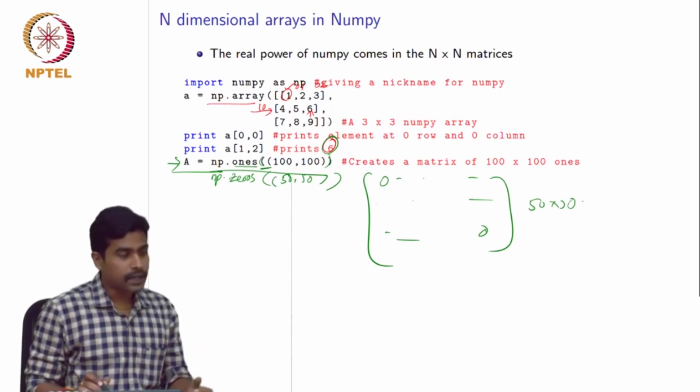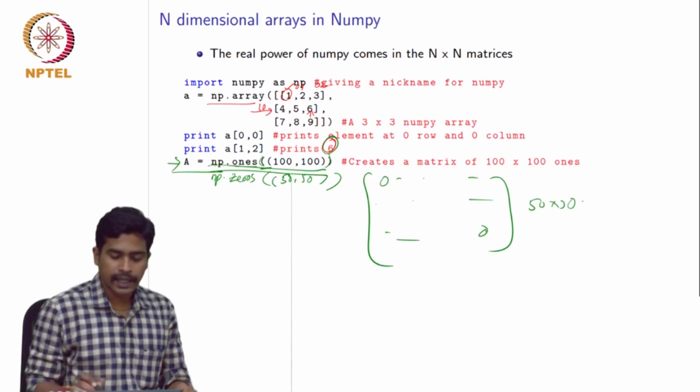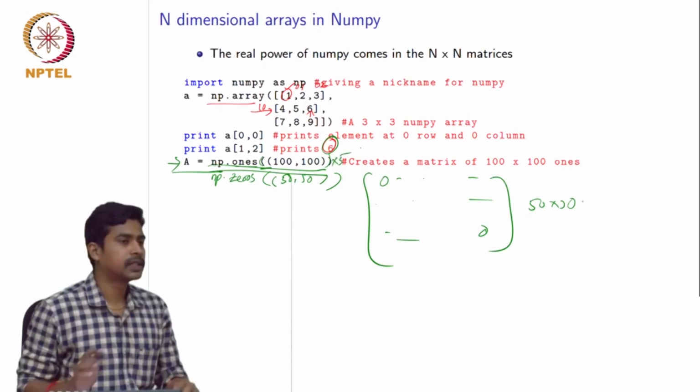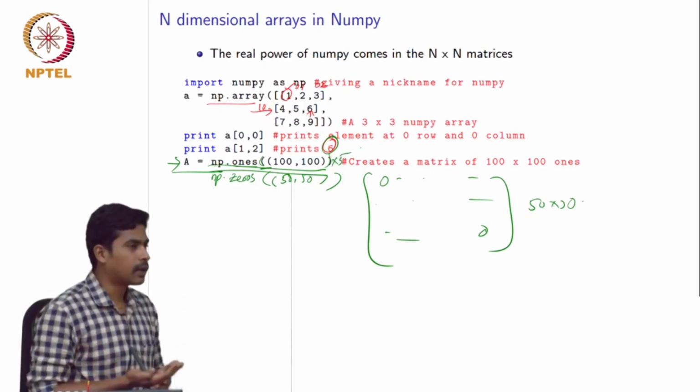So if you want to create a big array of 5s, what you can do is create an array of 1s and just multiply it by 5. This will convert it into a matrix of all 5s or all 100s, whatever you want. Okay.